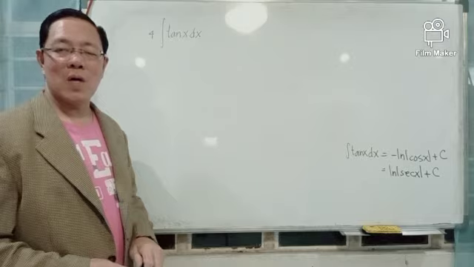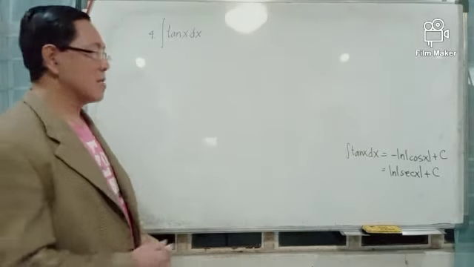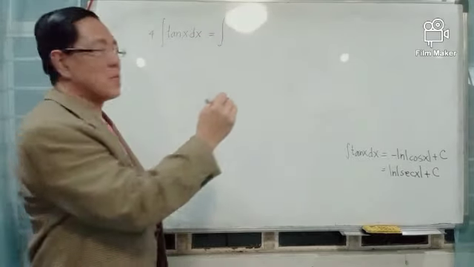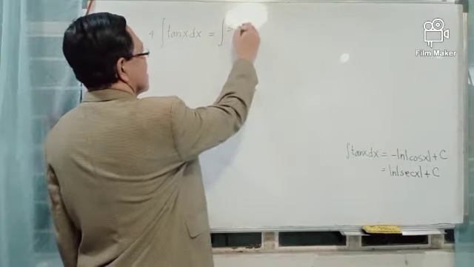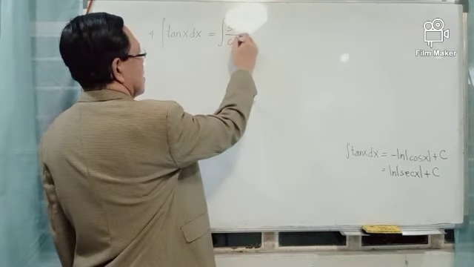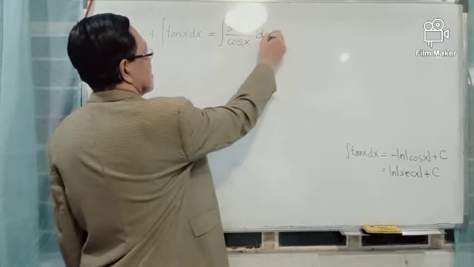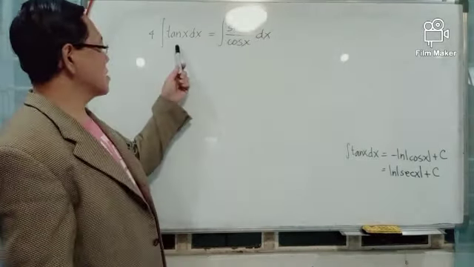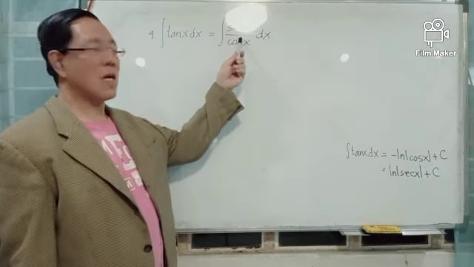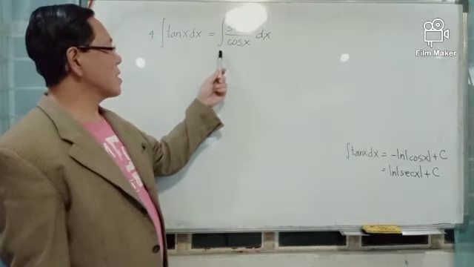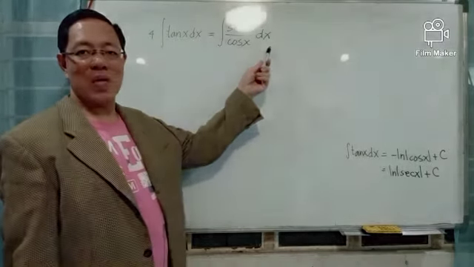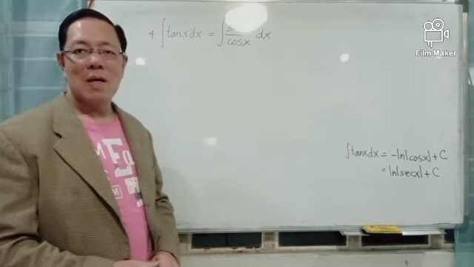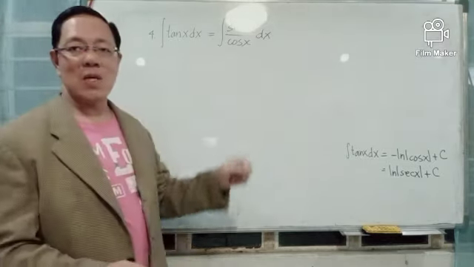Tangent x, using one of the ratio identities, is equal to the ratio of sine x and cosine x. By one of the ratio identities, tangent x is equal to the ratio of sine x to cosine x. We integrate sine x over cosine x with respect to x, and we make use of substitution by letting cosine x be equal to u.